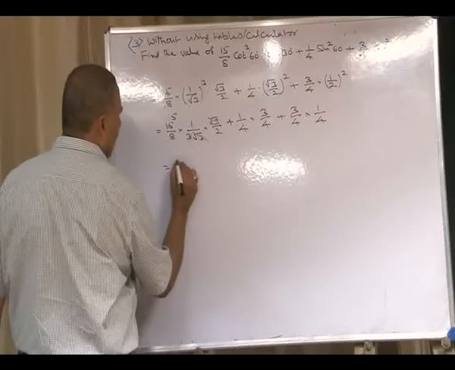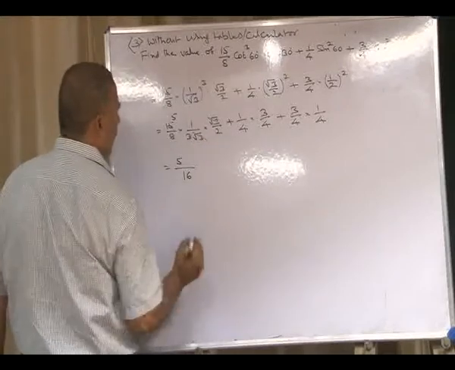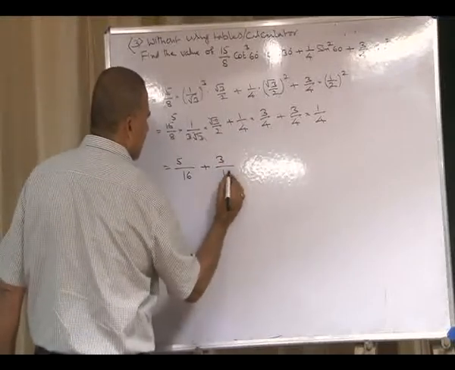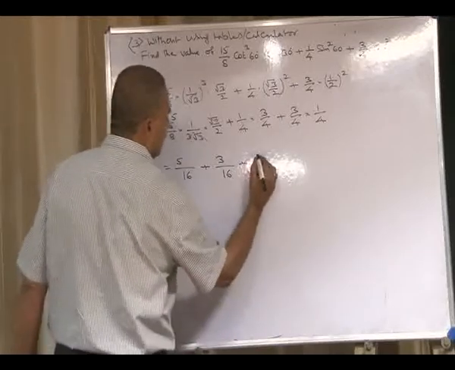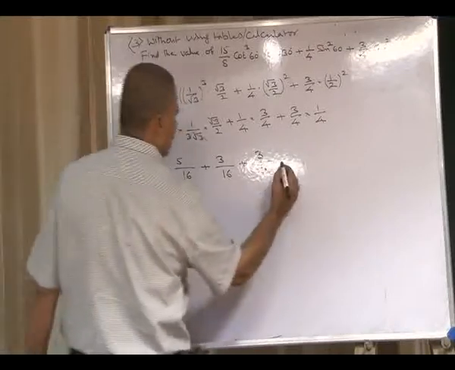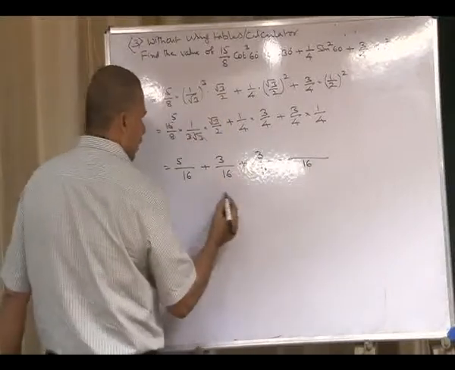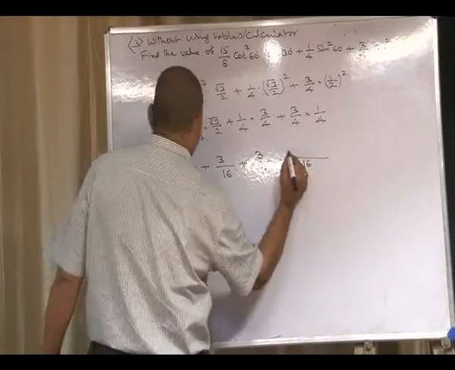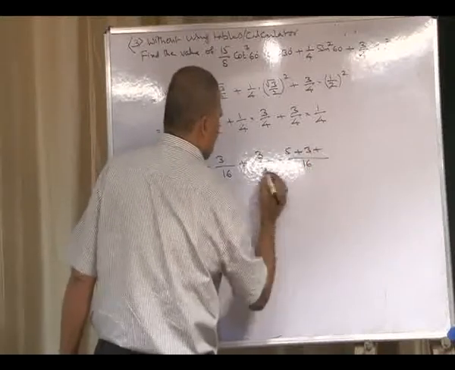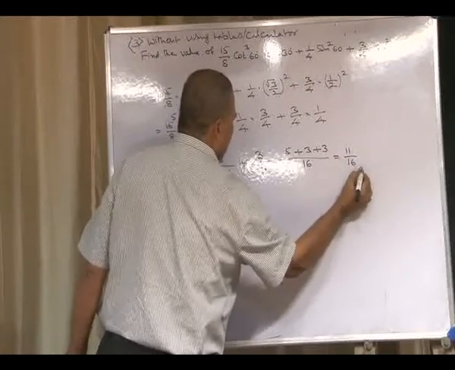15 divided by 3 is 5, that is 5 by 8 into 2 is 16, plus 1 into 3 is 3 by 4 into 4 is 16, plus 3 into 1 is 3 by 4 into 4 is 16. The LCM of 16 and 16 is 16. That is 16 1 the 1 into 5 is 5 plus 3, 16 1 the 1 into 3 is 3, 16 1 the 1 into 3 is 3, that is equal to 11 by 16 is the value.